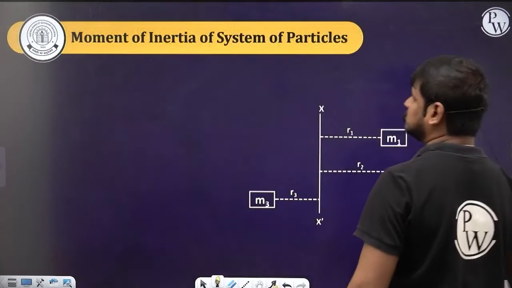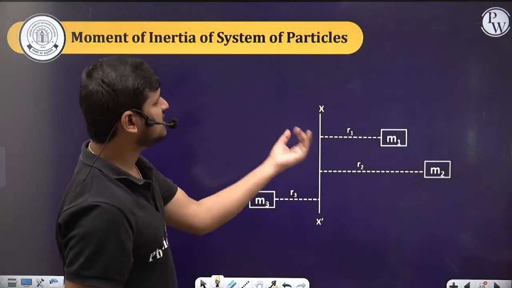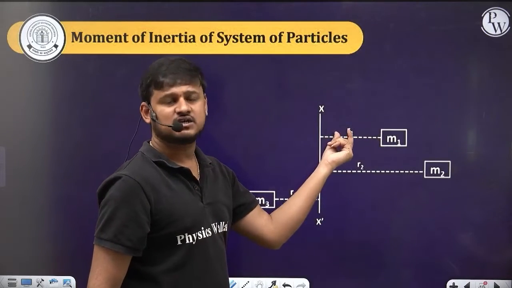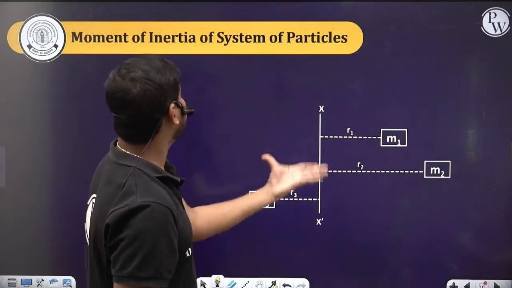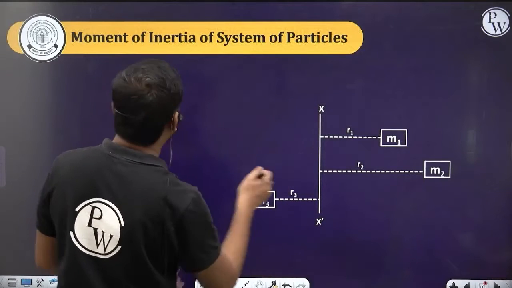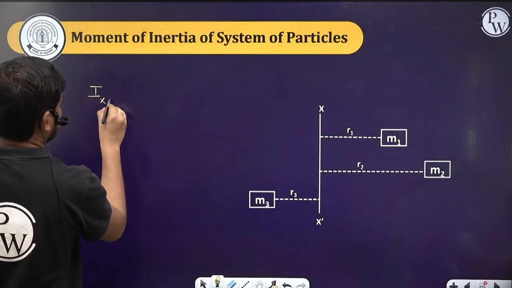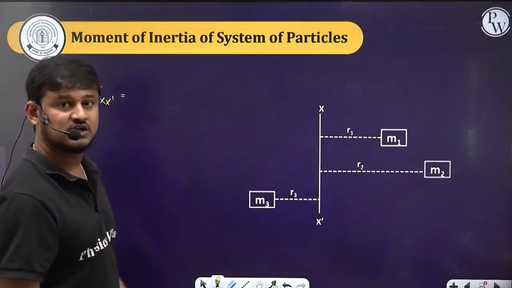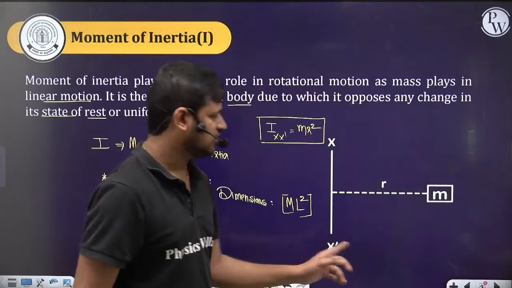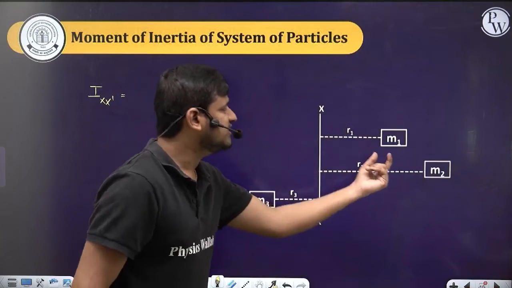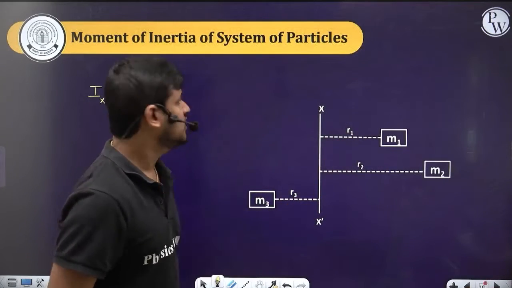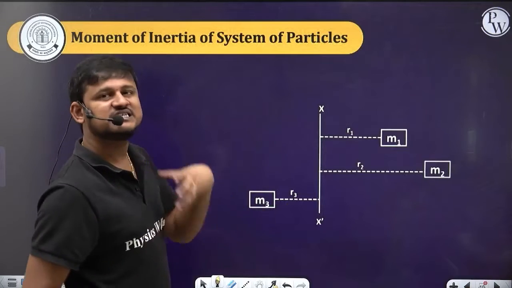Clear? Chalo. So if one mass is there, we can simply write the moment of inertia about x dash as m r square. But for a system of particles, I have to find the moment of inertia about x dash. Previously we attached only one mass to this x dash rotation. Now here we have different masses, m1, m2, and m3, which are at different distances.